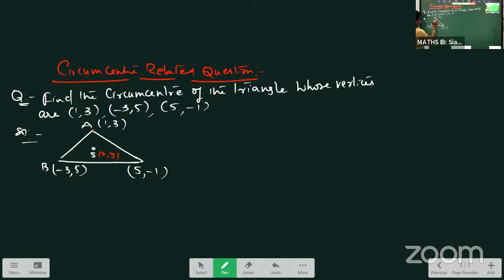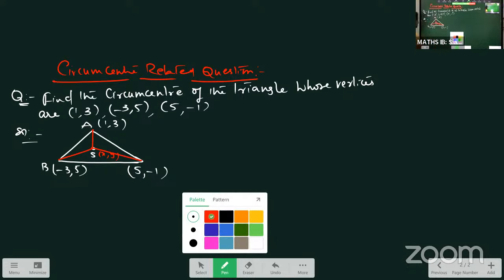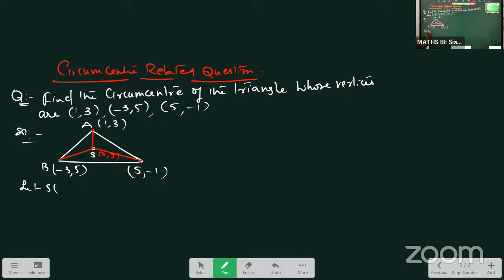From here to here, the distance from here to here, and from here to here, the distance is always the same. SA distance, SB distance and SC distance are always the same. So what we have to do is take the SA, SB and SC distances. Write down this: let S(x, y) be the circumcenter of the triangle.